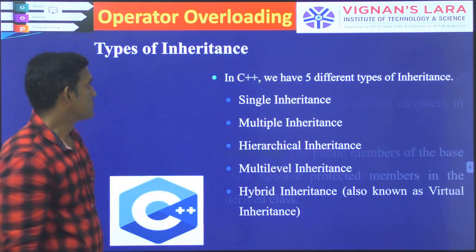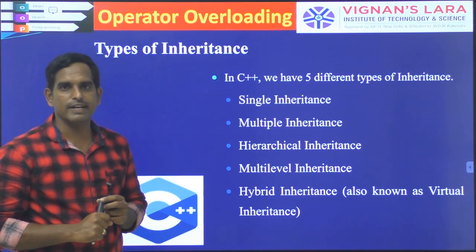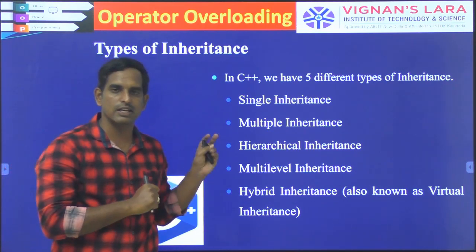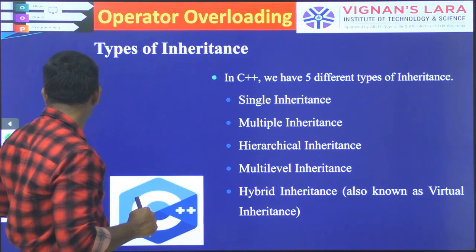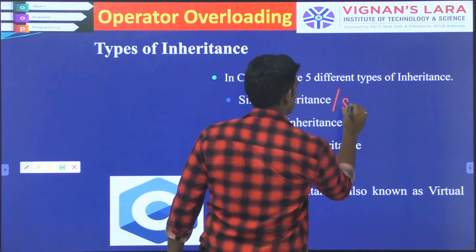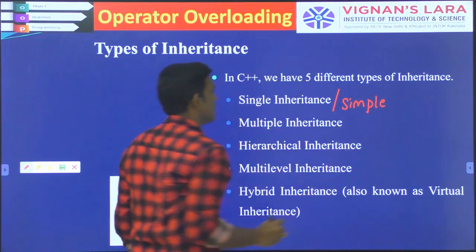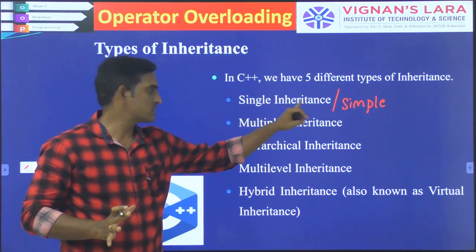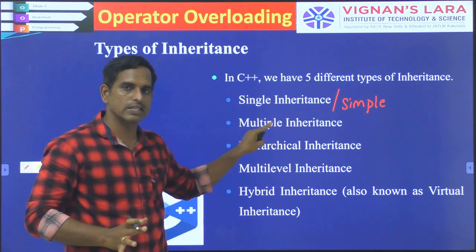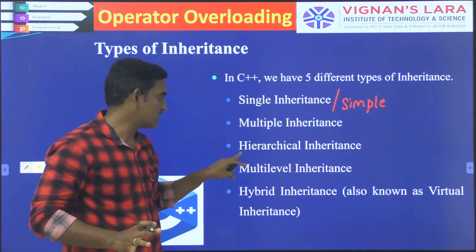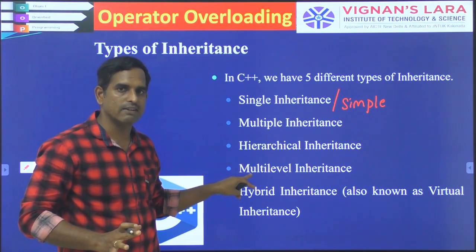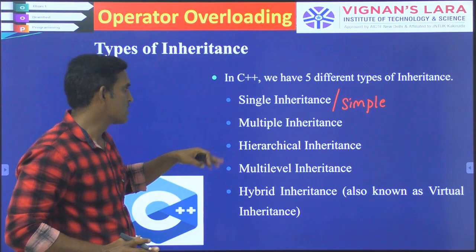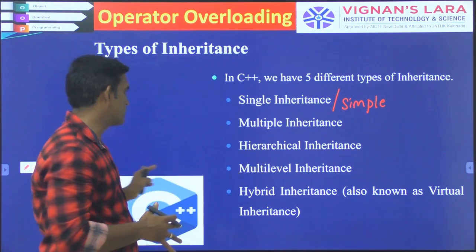The next thing is, you need to know there are 5 types of inheritance. You have already seen one type, that is single inheritance or simple inheritance. We have 5 different types of inheritance in C++. One is single inheritance or simple inheritance. Another is multiple inheritance, and another is hierarchical inheritance. And we have multi-level inheritance and hybrid inheritance, where we combine multiple inheritances. We will look at all these inheritances one by one.